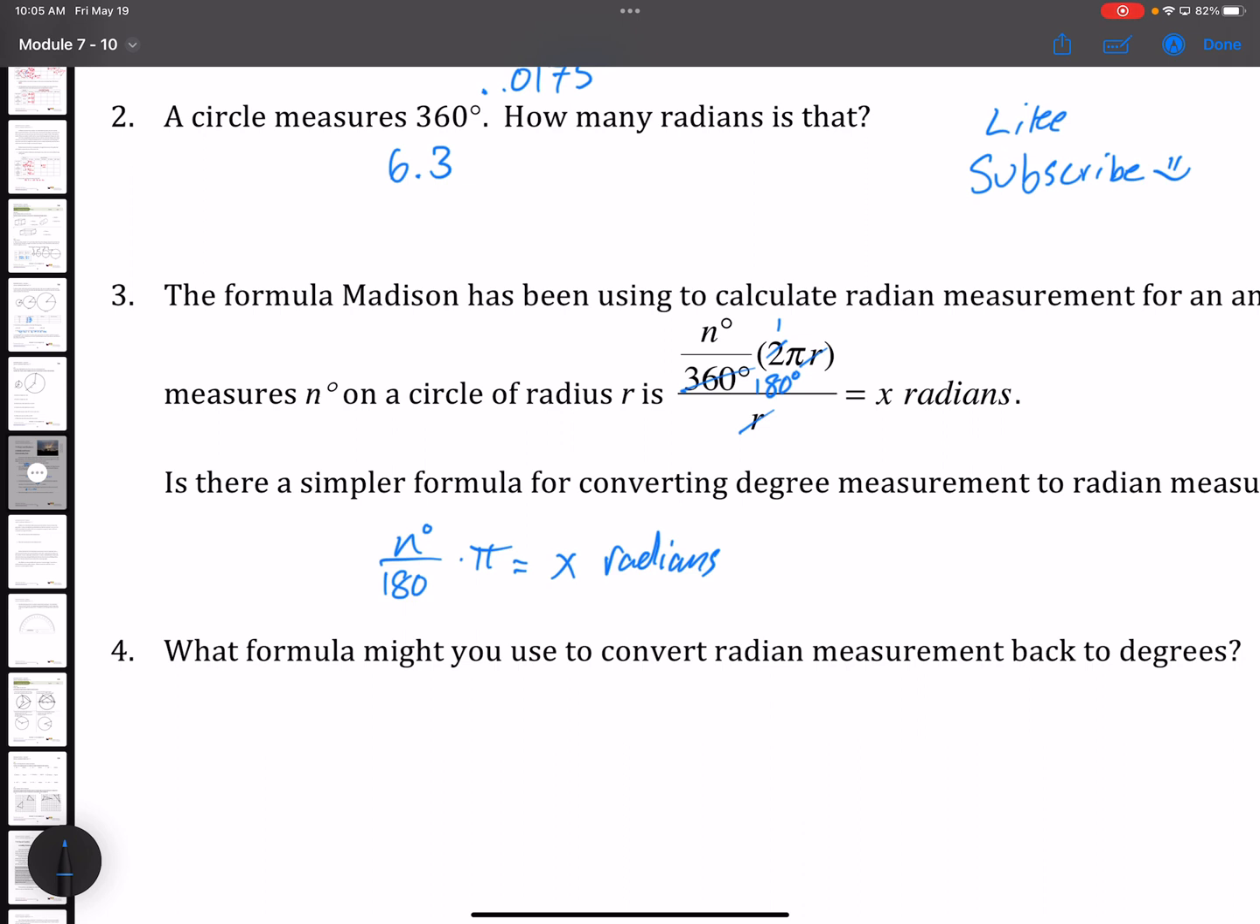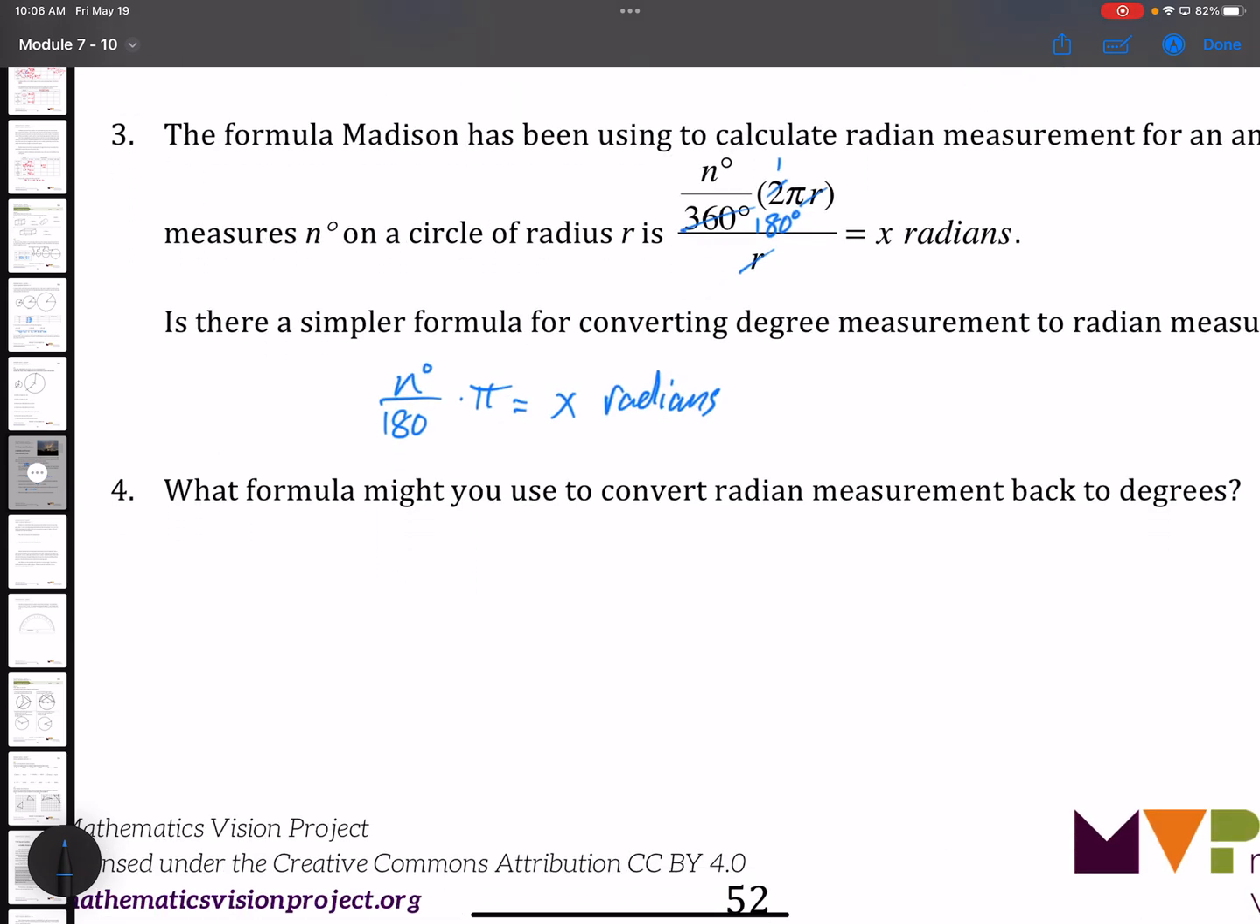How about the other way? What formula could we use to convert radian measures back to degrees? Radians over pi times 180. So n degrees would equal 180 times x radians over pi.